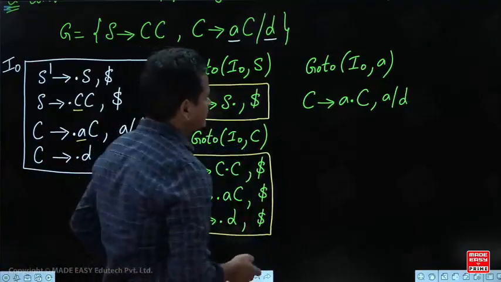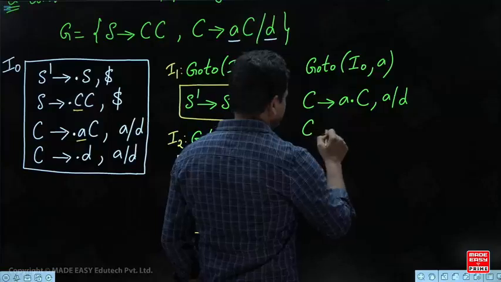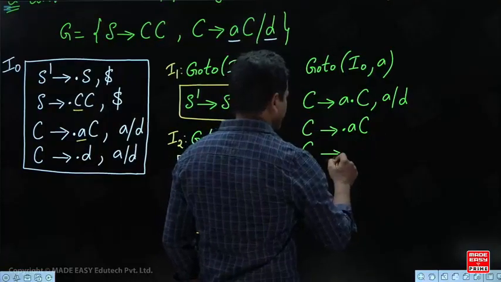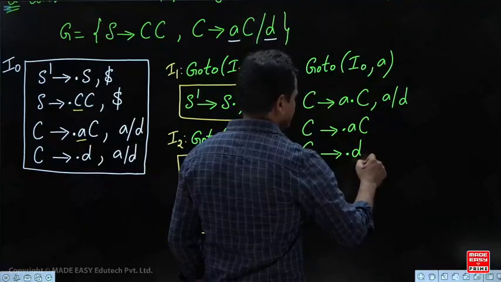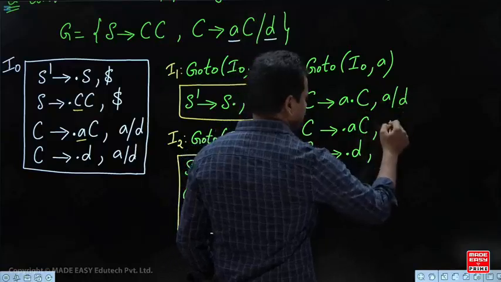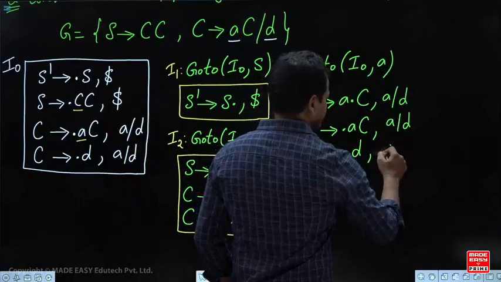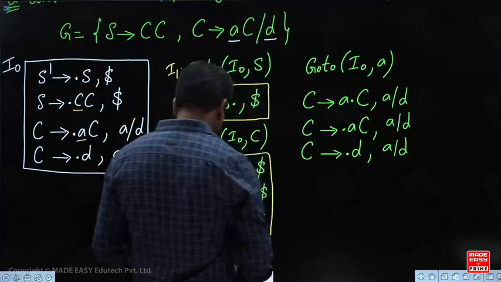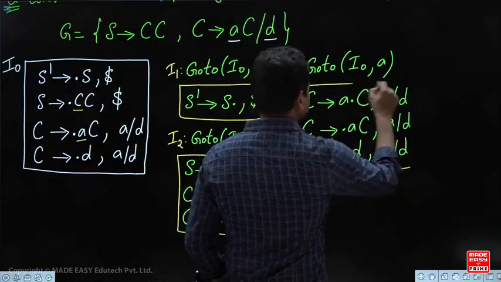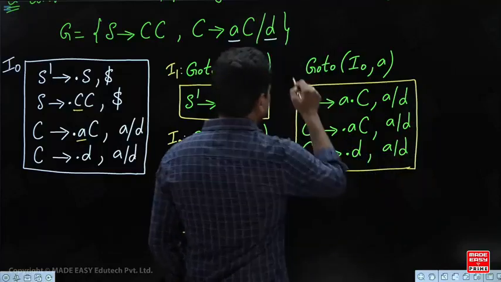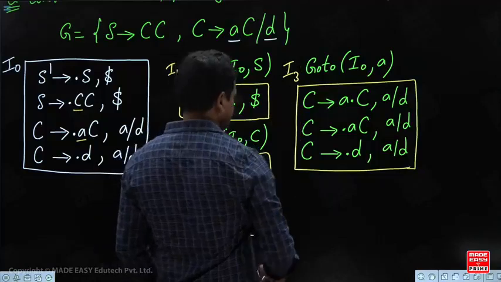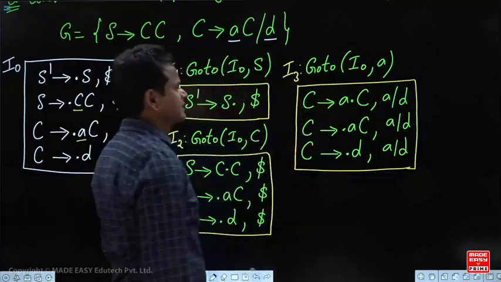Now, here the dot is before C. Therefore, add every production of C. C has two productions: one is AC and the other one is D. Okay. Now, after C what is here? Nothing. When there is nothing, then whatever the look ahead, just copy them. Now, close it. This will be I3. Do you understand? This is I3. Any doubt regarding this?